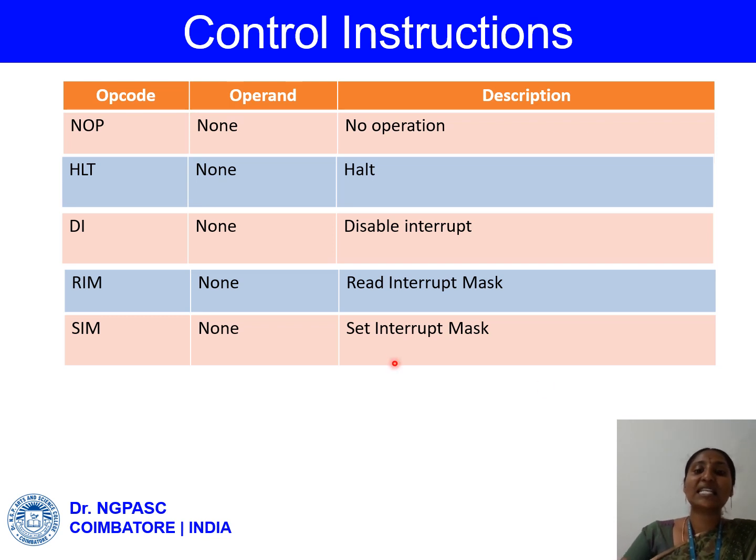DI and EI are disable and enable interrupts. These set or reset the interrupt enable flip-flop, and all interrupts except TRAP can be disabled. RIM is a multi-purpose instruction used to read the status of interrupts like 7.5, 6.5, 5.5, and also to read the serial data input bit. RIM is read interrupt mask and SIM is set interrupt mask. These two are used to read and set the interrupt mask.